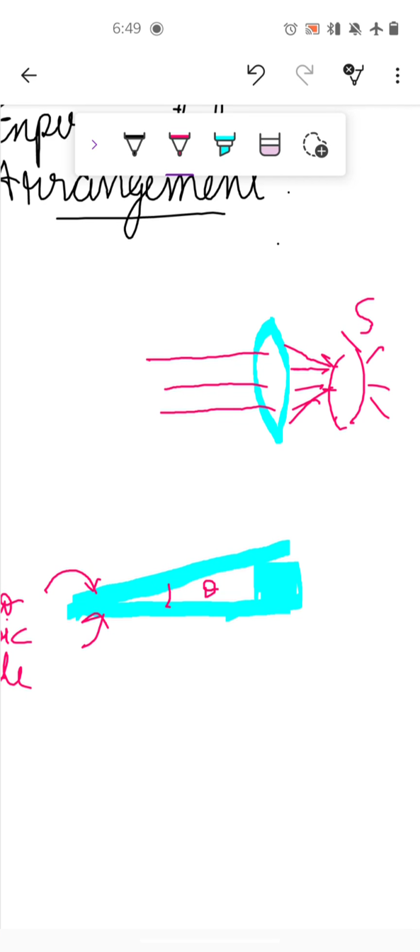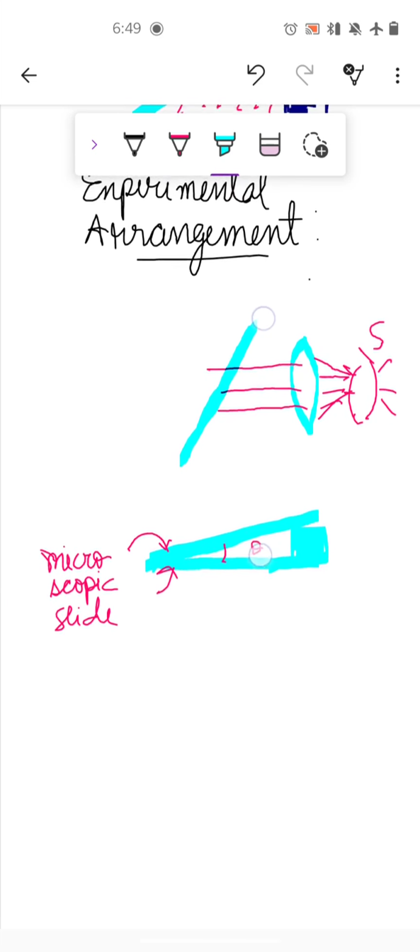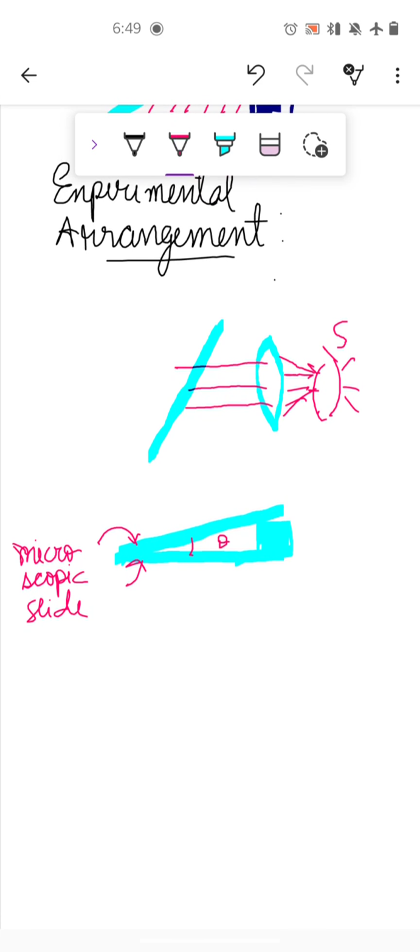Here we put a glass plate in the path of the light, and this glass plate reflects the light. It happens like this: the angle between the incident light and the glass plate is always 45 degrees. It should be 45 degrees, otherwise you won't be able to see the interference pattern.